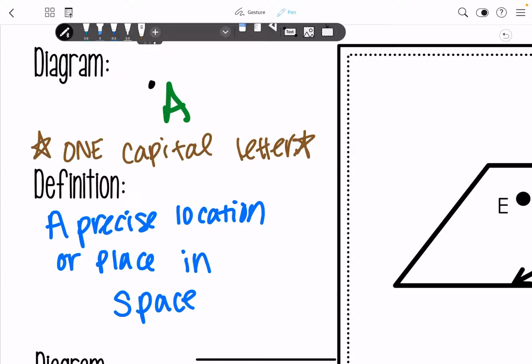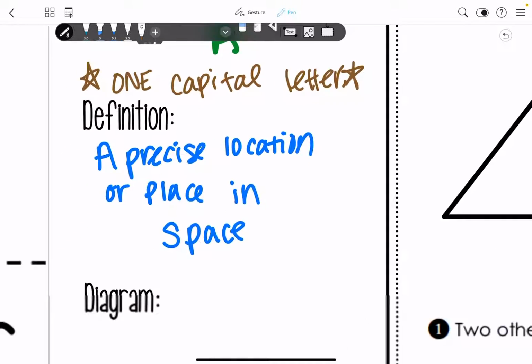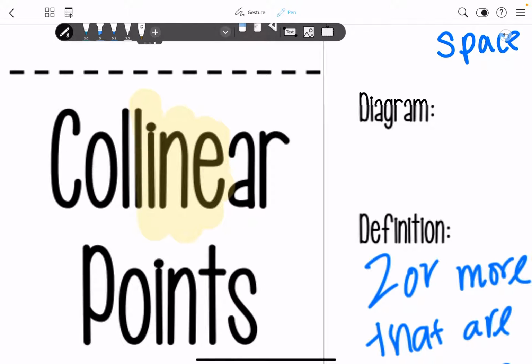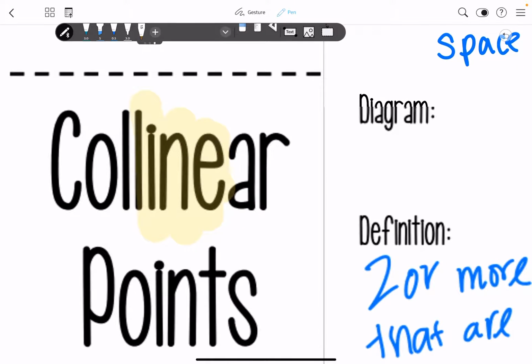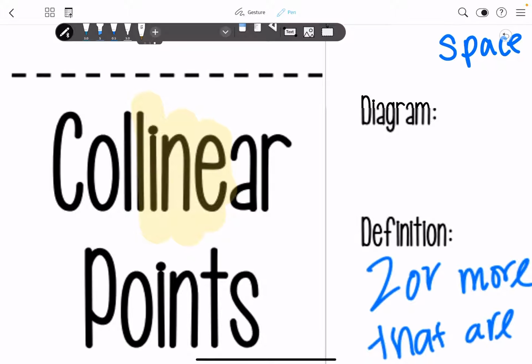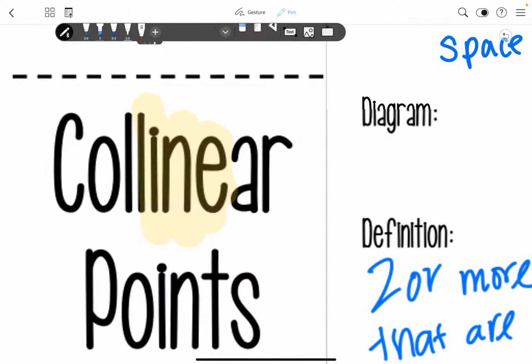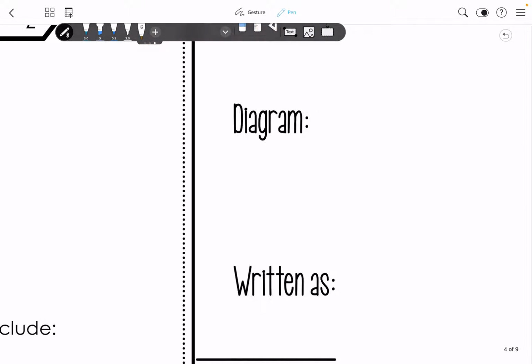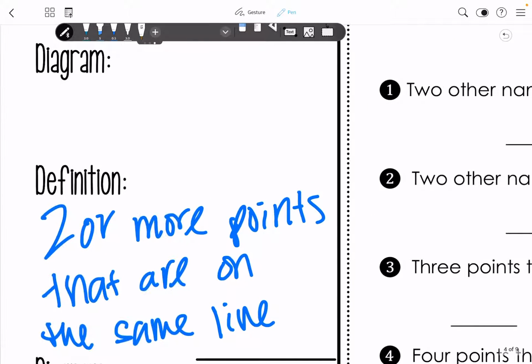All right. Now the next set is collinear points. And you'll notice on the front right here, I've highlighted the word line. I recommend you do that too. It literally says co-line. We are on the line together. And what that means is two or more points that are on the same line.